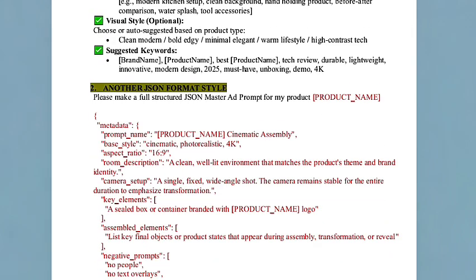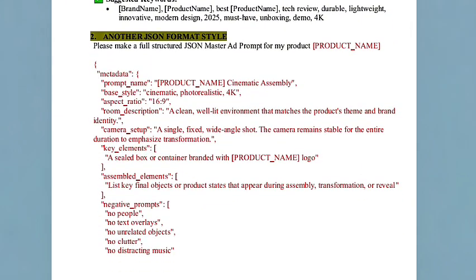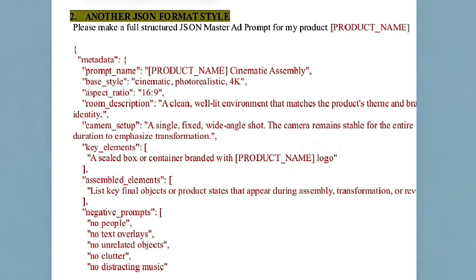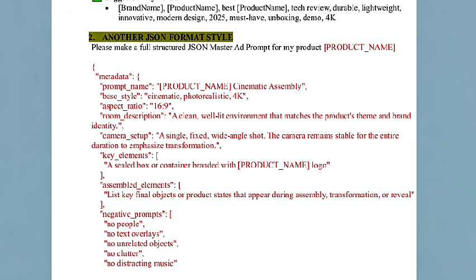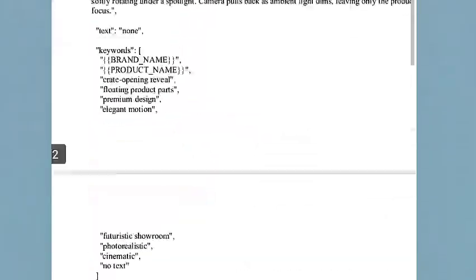This one is another JSON format style. This is basically they said, please make a full structured JSON master app prompt for my products. Then you copy it and paste it inside ChatGPT. Are you seeing it? This particular one now, what it's going to do is, can you see a seed box or container branded with dicks? This one is basically for maybe crate opening, which you can see here.